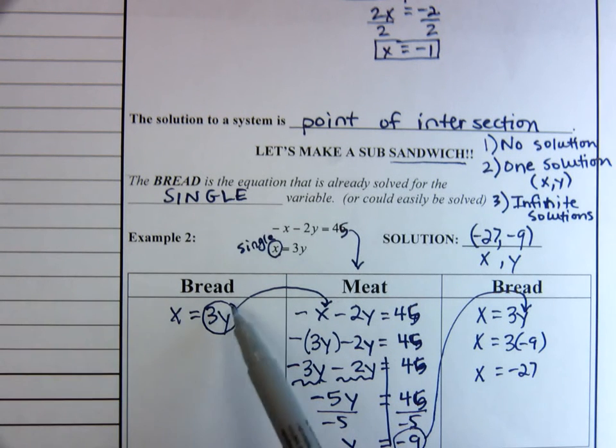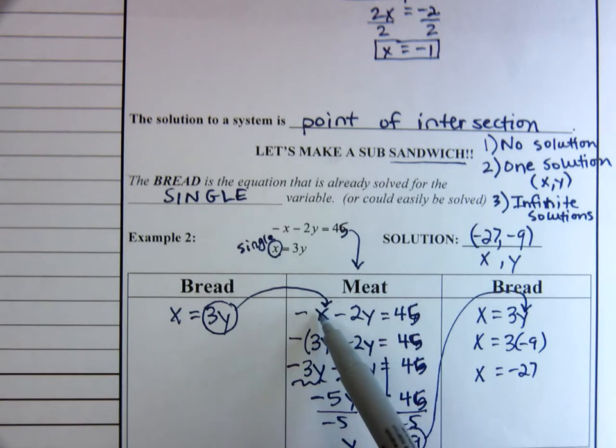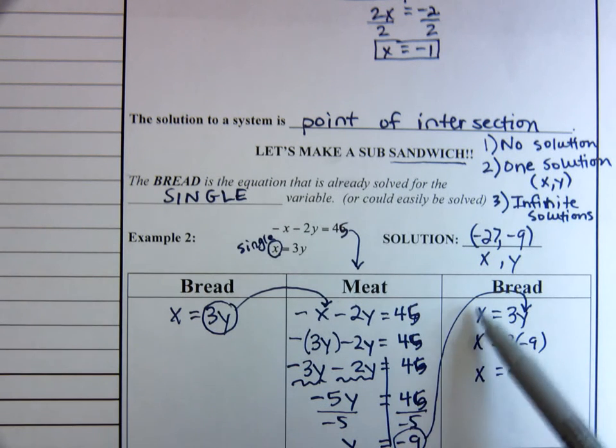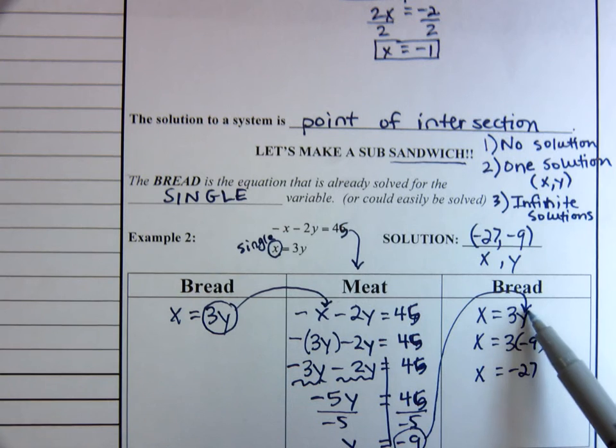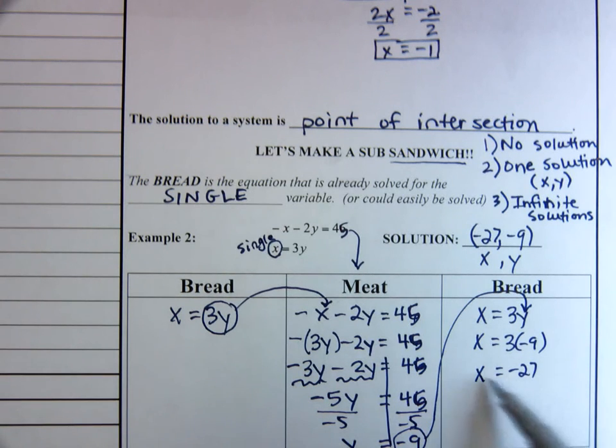So we're taking whatever the bread is equal to, and we're substituting it in for the bread, and we're solving. Once we get that number, then we take and put it back in the bread column, the second bread column, and we solve for the other letter. Let's try another.